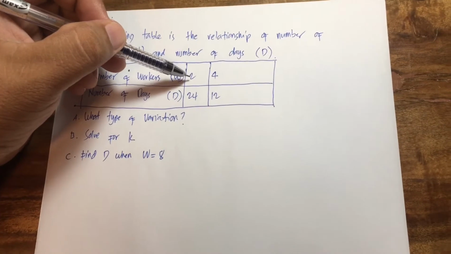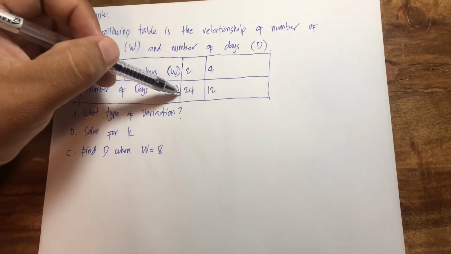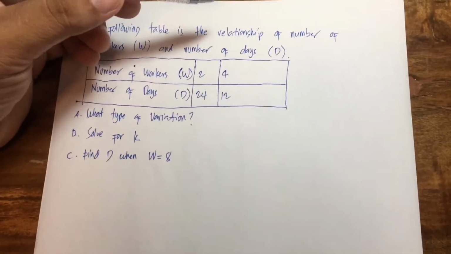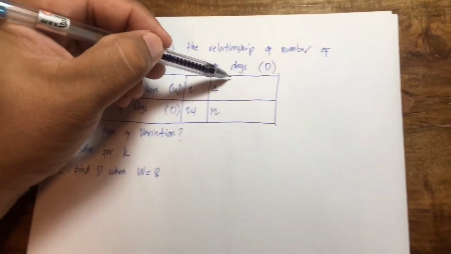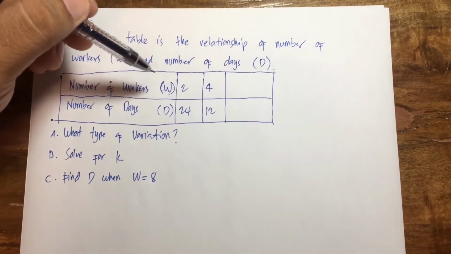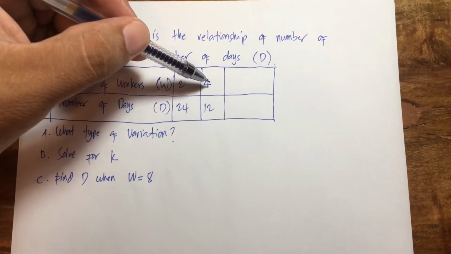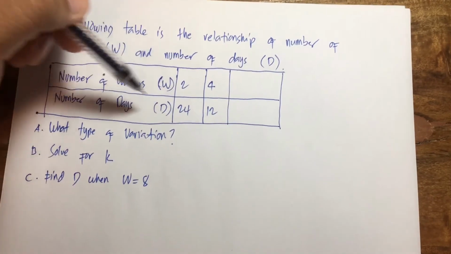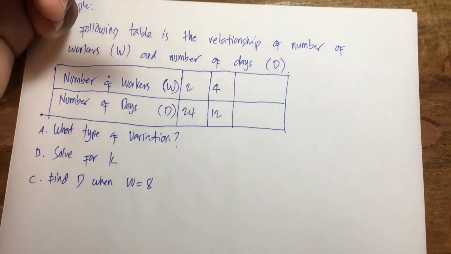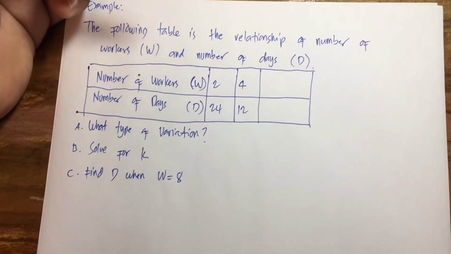To complete a job, 2 workers need how many days? 24 days. Okay? Do you follow? Then another pair. The number of workers is 4. So out of 4 workers, they need how many days? They need 12 days. So out of these values, I think we can actually analyze.